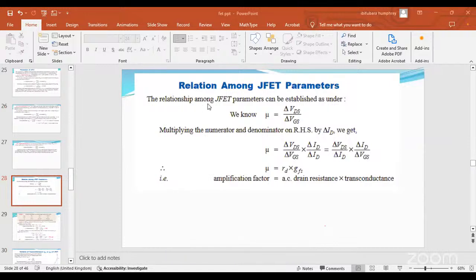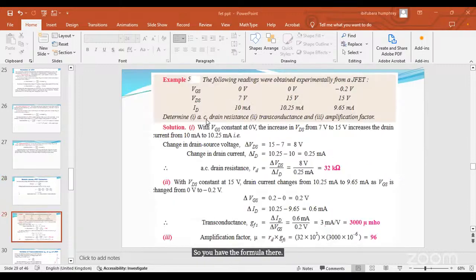The relationship among the parameters. So you have the formula there. Here is an example. Once you know the formula, all you need to do is to apply them.